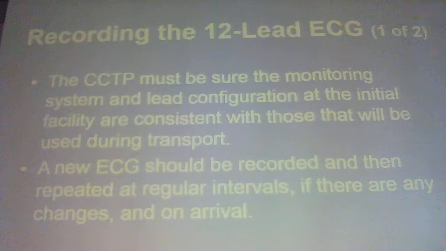Why are we doing that? If you had something like Prinzmetal's angina, so Prinzmetal's angina is what? Coronary vasospasms, right? What does nitro do? It's a smooth muscle relaxer, correct? So what if I had 4 millimeter of elevation in 2, 3, and F, and it's caused by Prinzmetal's angina, and I give them nitro, and now my 12 lead's normal when I get to the ER.